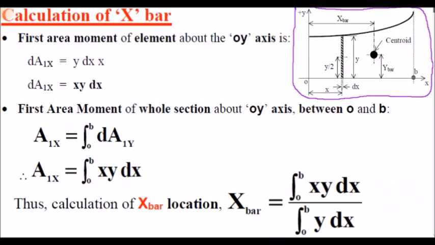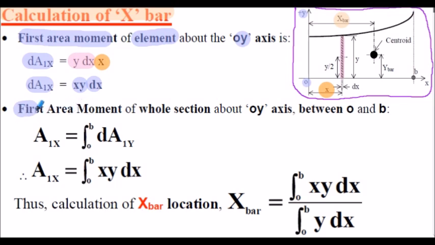Let's now consider calculation of the x bar, this location here on our diagram. So once again we consider calculating the first area moment of the elemental strip, but this time about the OY axis, this axis shown here. So the first moment of area about the OY axis is again the area of the elemental strip. So that's again y dx, but this time multiplied by dimension x, this horizontal dimension here. So evaluating the first area moment, that can be written as xy dx, x times y times dx.